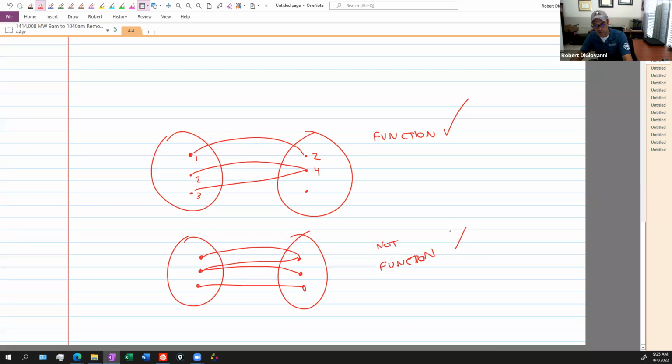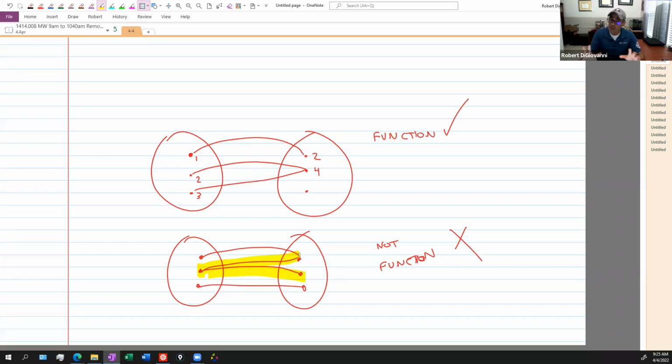That would not be a function, right? It's not a function because right here, this point goes to two different places. That's like when I was talking about a car wash, where you put one car in and two cars come out. That's not a function. It doesn't work that way. What you can do to be a function is single input, single output.